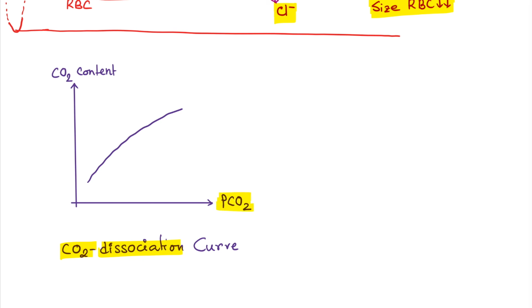The x-axis of this curve indicates the partial pressure of carbon dioxide, and the y-axis of the curve indicates carbon dioxide content. And look at the shape of this curve. This is almost linear. This is not the sigmoid shape like that of the oxygen hemoglobin dissociation curve. So how is this curve described?